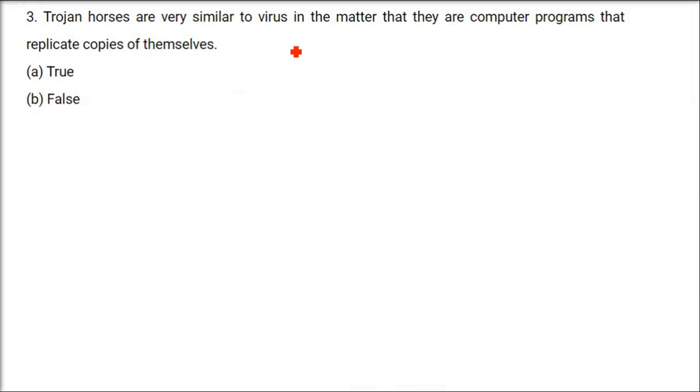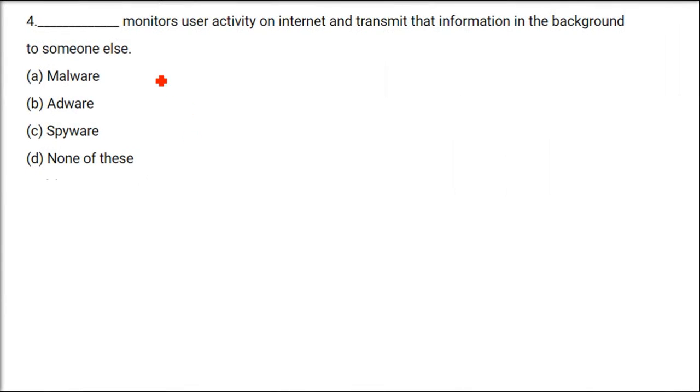Trojan horses are very similar to viruses in that they are computer programs that replicate copies of themselves. This is false. A worm will replicate itself, especially through the internet, the network connection. Viruses come with some other program. They don't come by themselves. They come by other programs, and then they will try to hurt your computer, breaking your data and other things that are important to you.